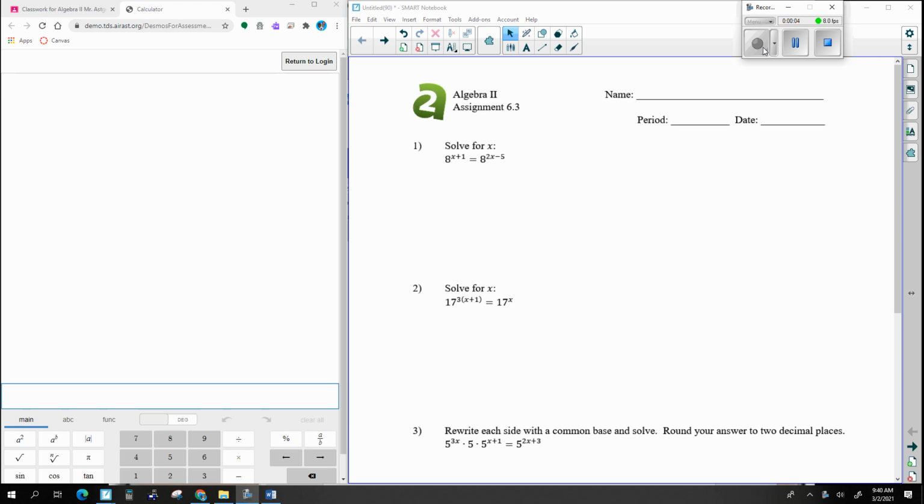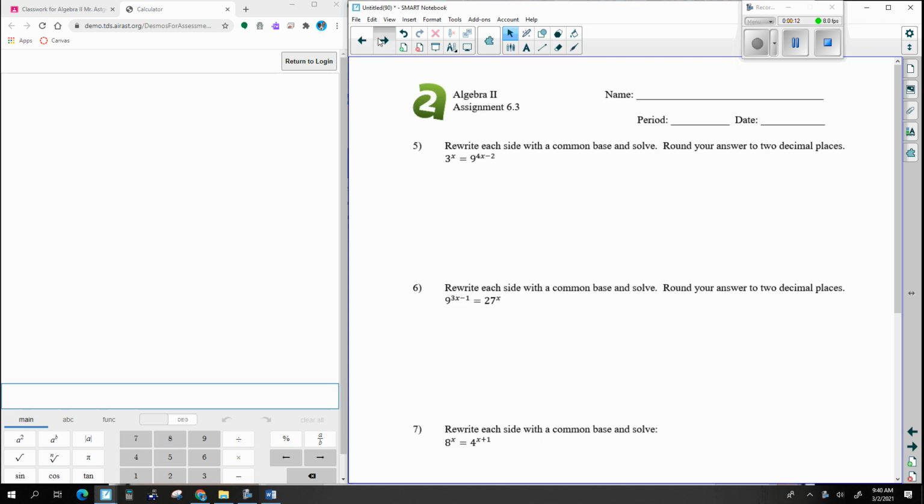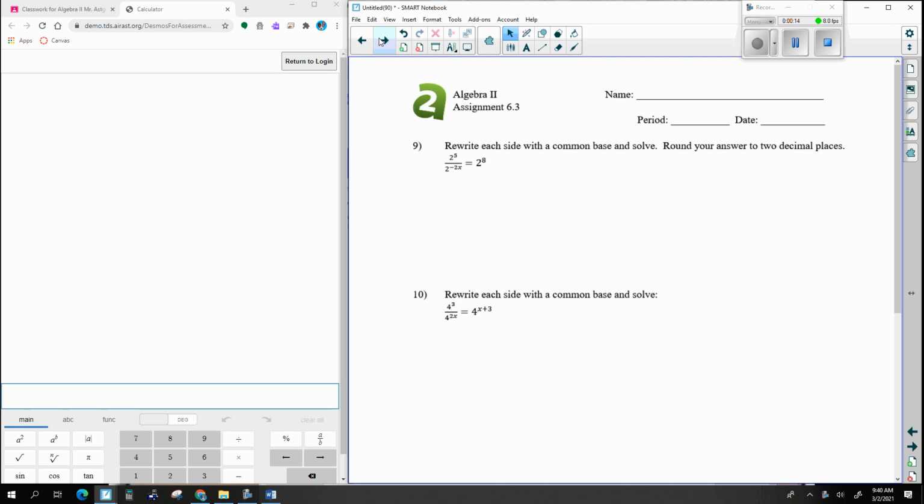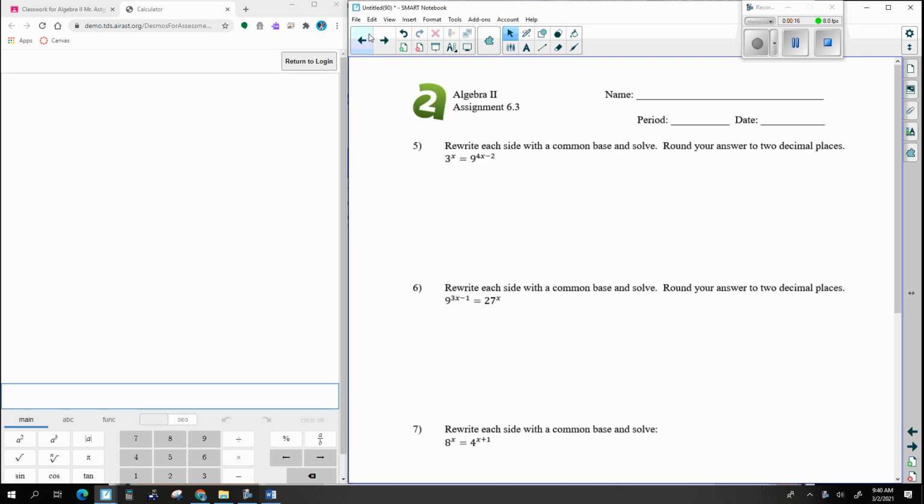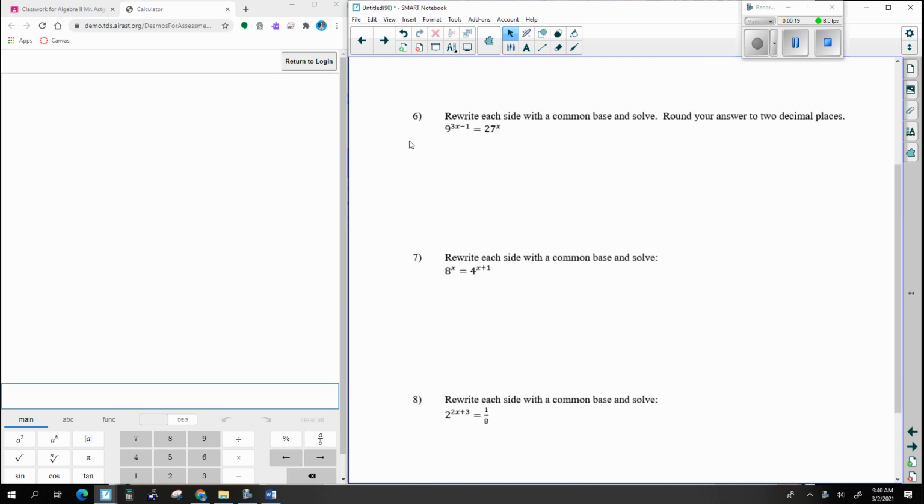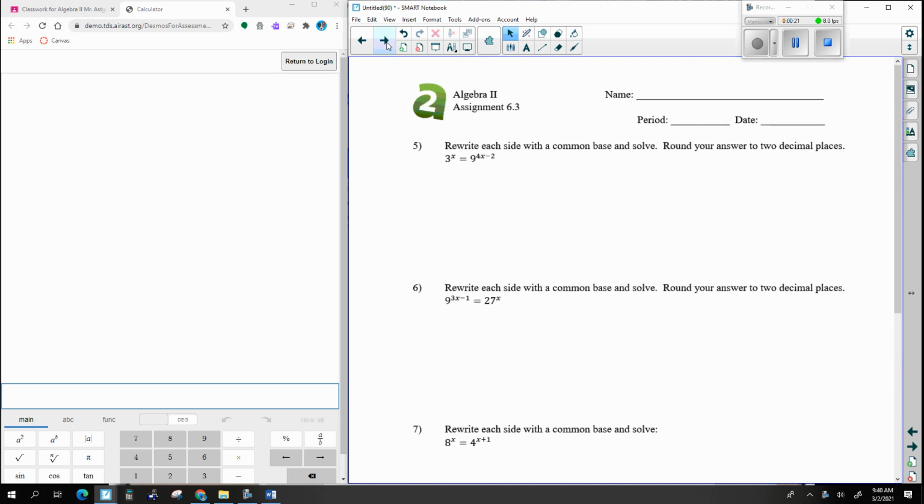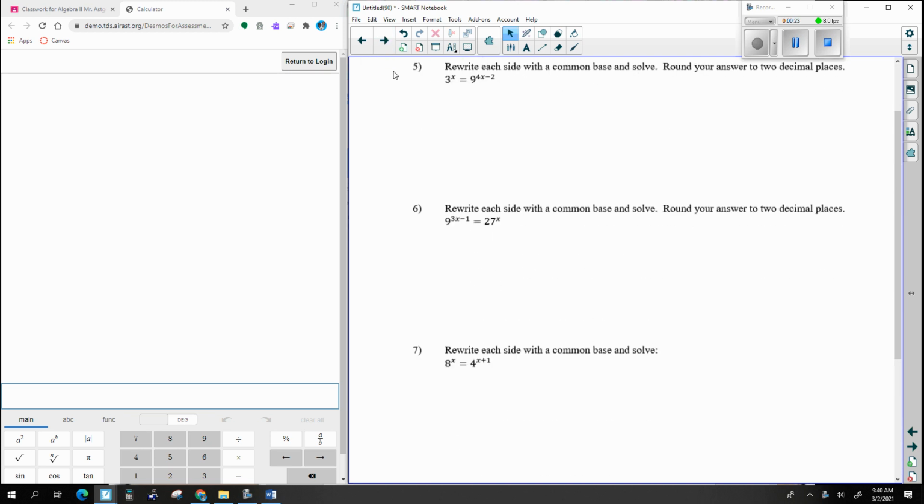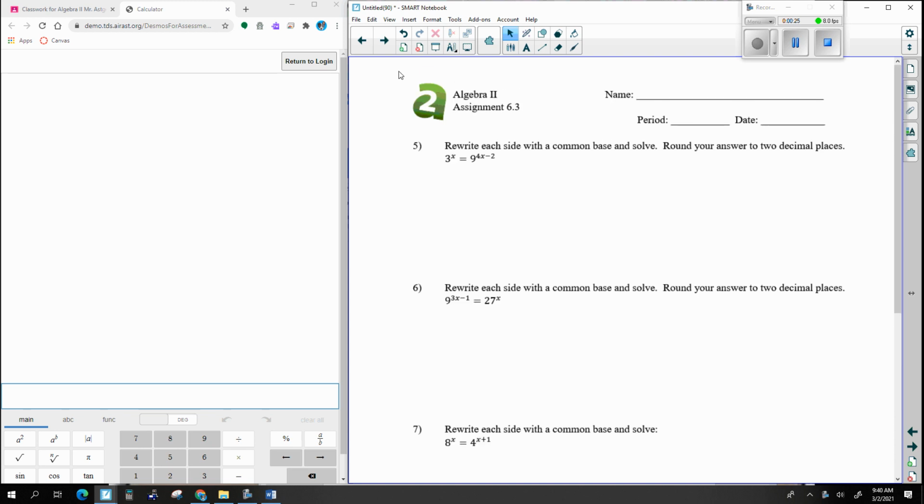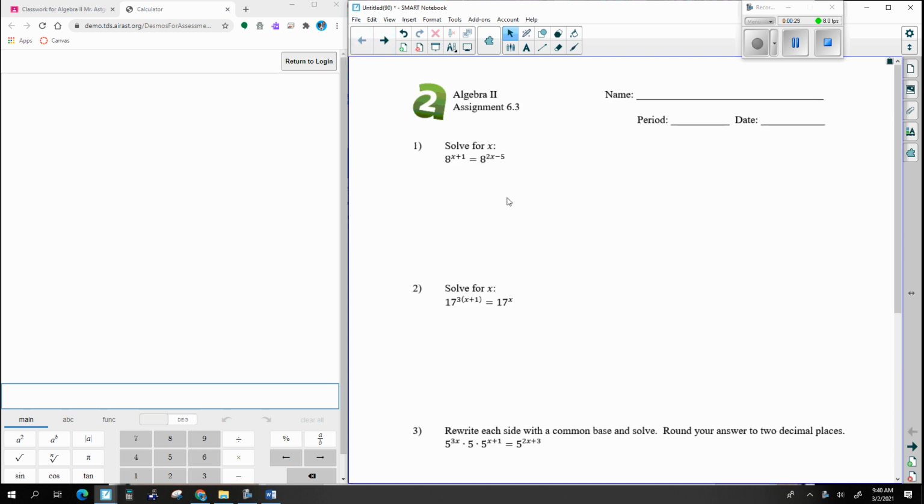This is assignment 3 of unit 6. Here we are trying to solve for various exponents, and we're going to do it in, I think, a couple different ways. Or maybe not. I think all of these are done in a very similar way.